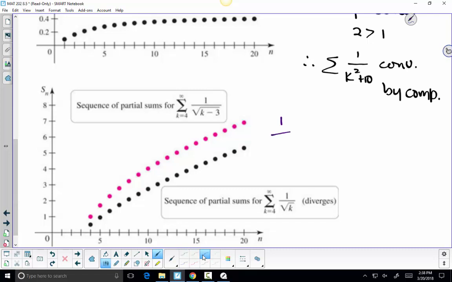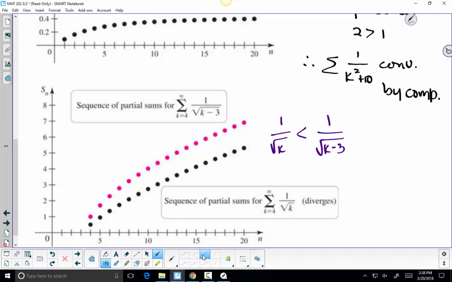So if we take our series 1 over root k, and we take our series 1 over root k minus 3, which direction should it be, bigger to the right or bigger to the left? Bigger to the right? Because we shrunk the denominator. If you shrink the denominator, you increase the fraction value. So this one is bigger, and so is this the correct inequality? Yes, because we know this series diverges. This one is bigger than it, so that means it must diverge. A series bigger than a divergent series must diverge.